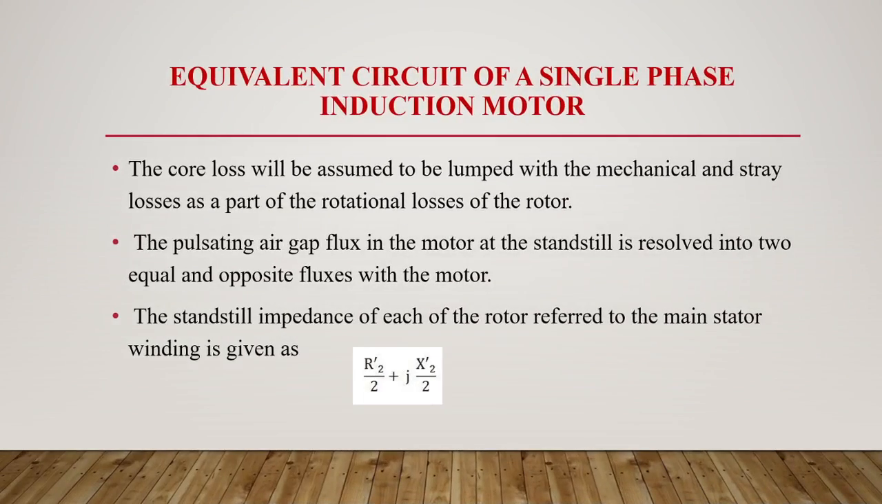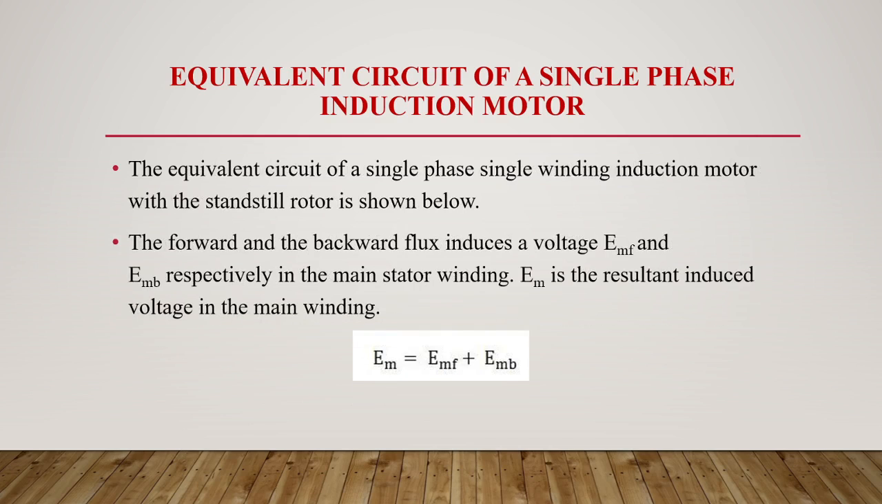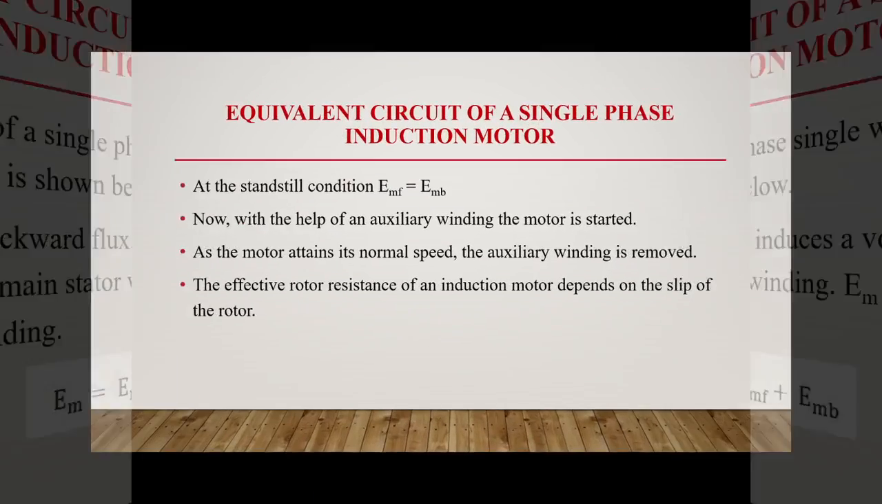Core loss will be assumed to be lumped with the mechanical and stray losses as part of rotational losses. Pulsating air gap flux at standstill will be resolved into two equal and opposite fluxes, and standstill impedance of each rotor referred to main stator winding is given as R2 dash by 2 plus jX2 dash by 2. Then we have seen that forward and backward fluxes will induce their own EMFs, EMF and EMB, in the main stator winding, and the resultant will be equal to the addition of these two.